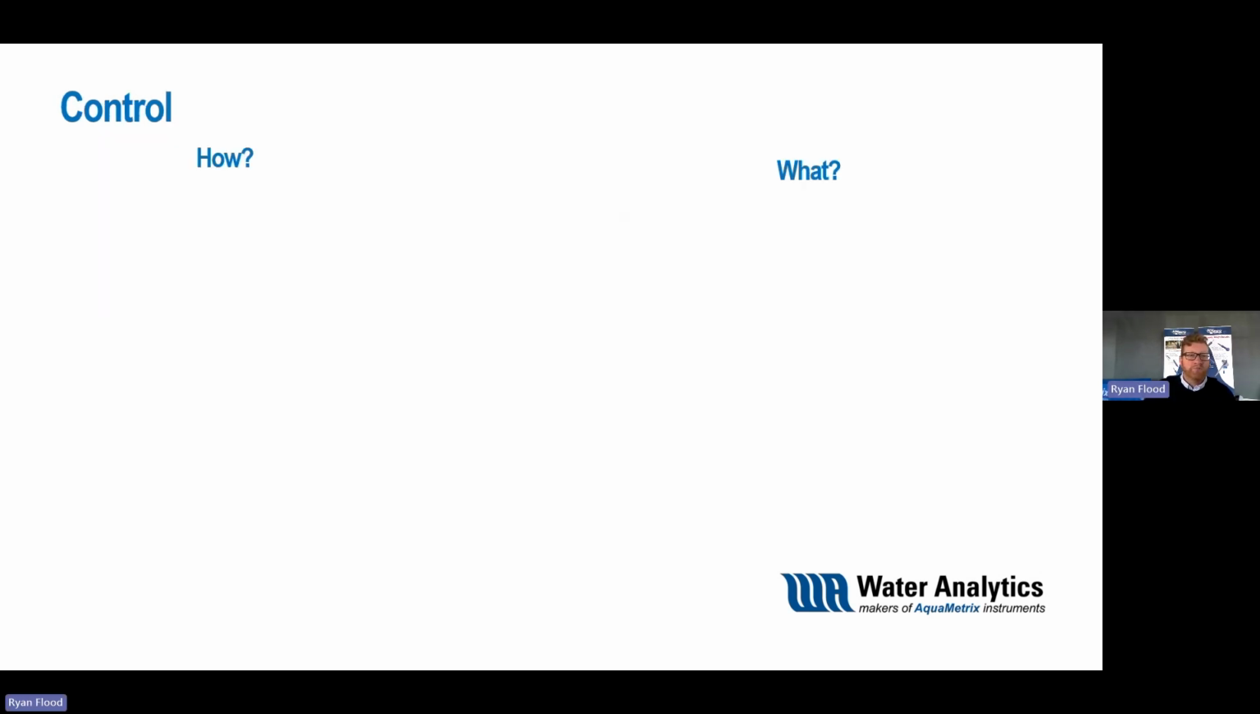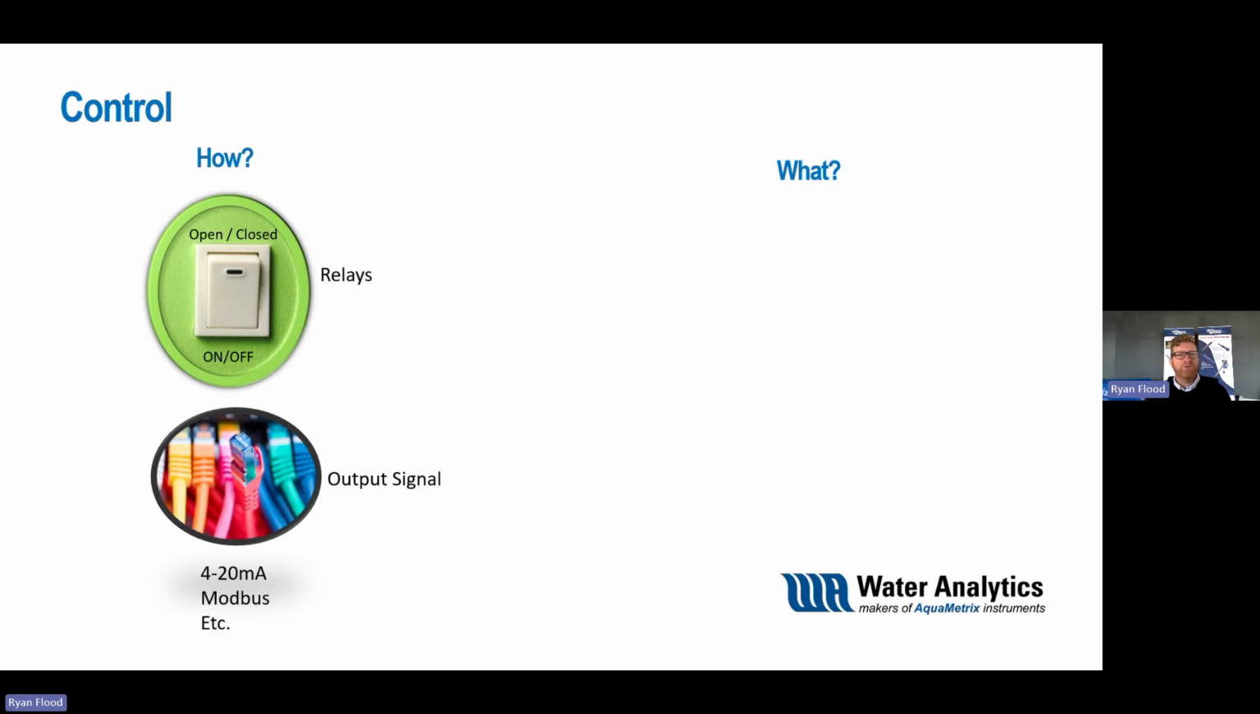So control. Well, how does control work? It really comes down to our relays and output signals. Those are really the two fundamental ways when we start talking about control. And that is, again, the big difference between what we would refer to as an analyzer or a transmitter and a controller. By definition, it needs to have control.